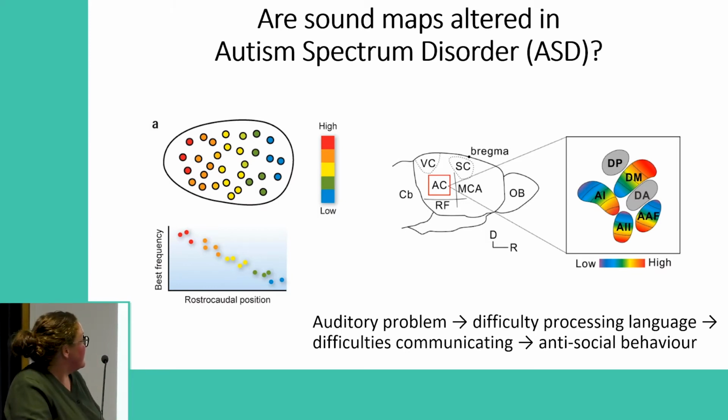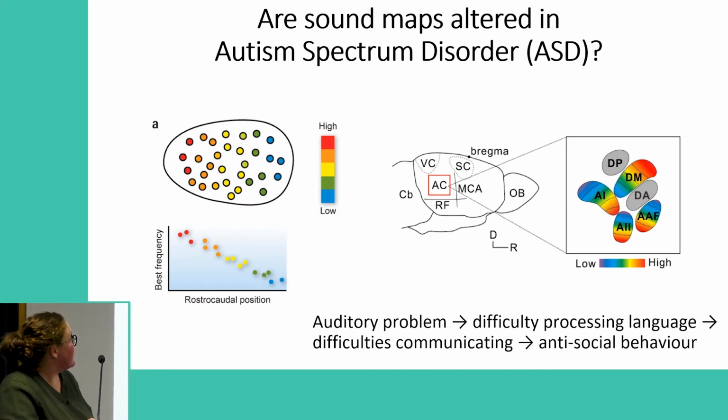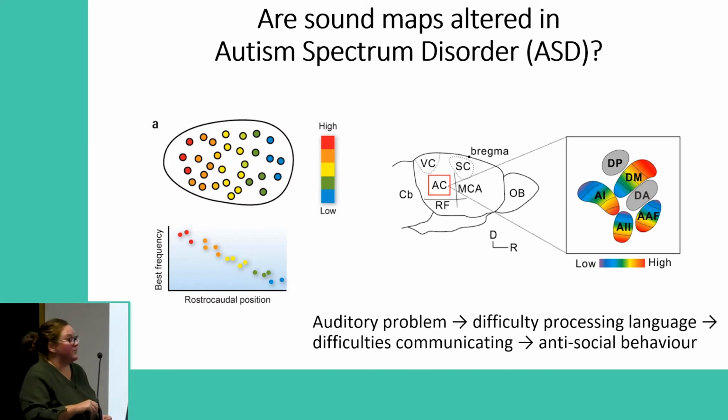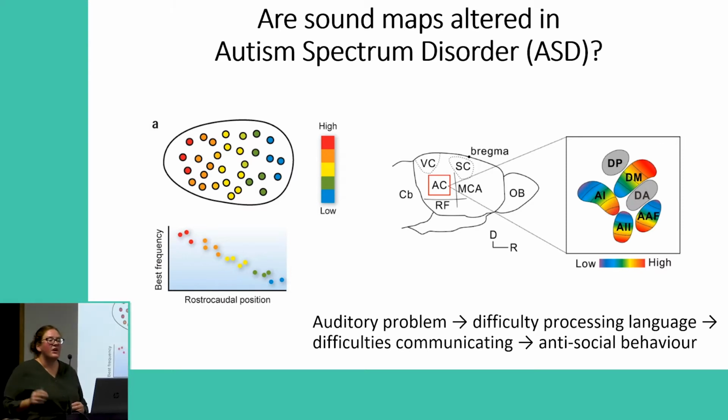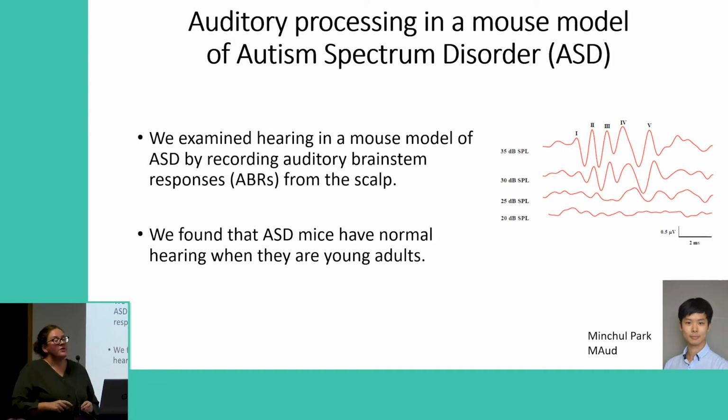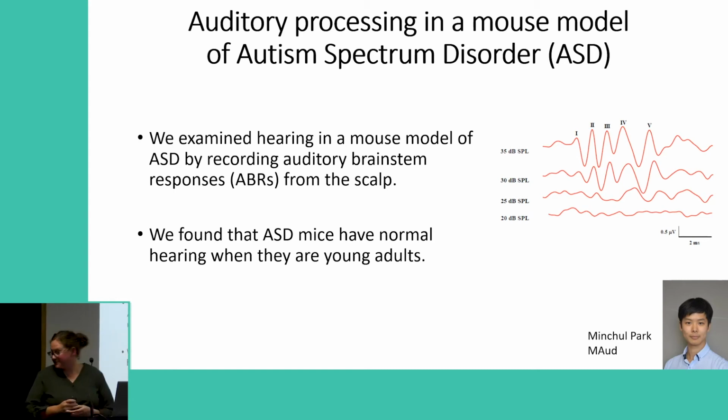Just on this side here, you can see how this looks in a rodent brain. The auditory cortex is made up of several different fields, and each has its own tonotopic map. This kind of hearing and auditory processing question is not very well explored in mouse models of autism spectrum disorder. So what we did, first of all, was to look into our mice and check their hearing to see if they're hearing normally.